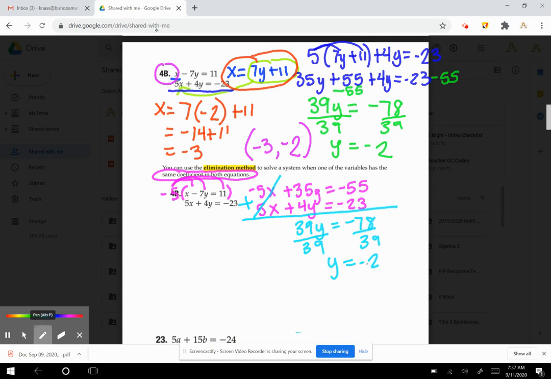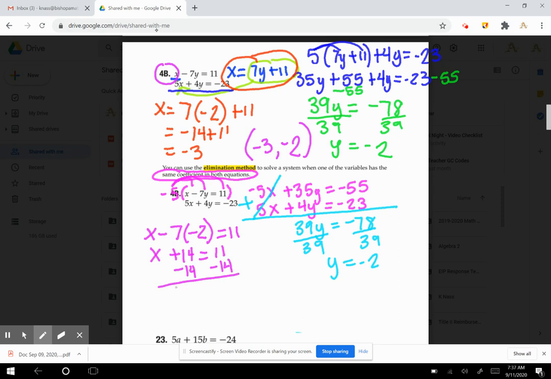Now, how do you find x? The same way you found x for all the other ones. You take it and you substitute it in. Does it matter which one you substitute it in? No. Again, like I said, I usually like to do the top to stay consistent. x minus 7 times negative 2 equals 11. x plus 14 equals 11. Subtract 14. x equals negative 3. And there's my answer, negative 3, negative 2.